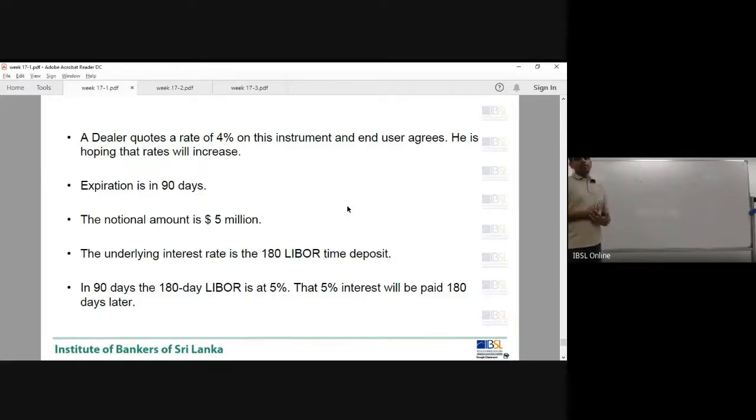The customer has agreed to borrow at 4%, and LIBOR has increased to 5%. So the customer will end up borrowing at 4%. He has a 1% benefit, which he will enjoy only after the period expires. So let's draw the diagram.